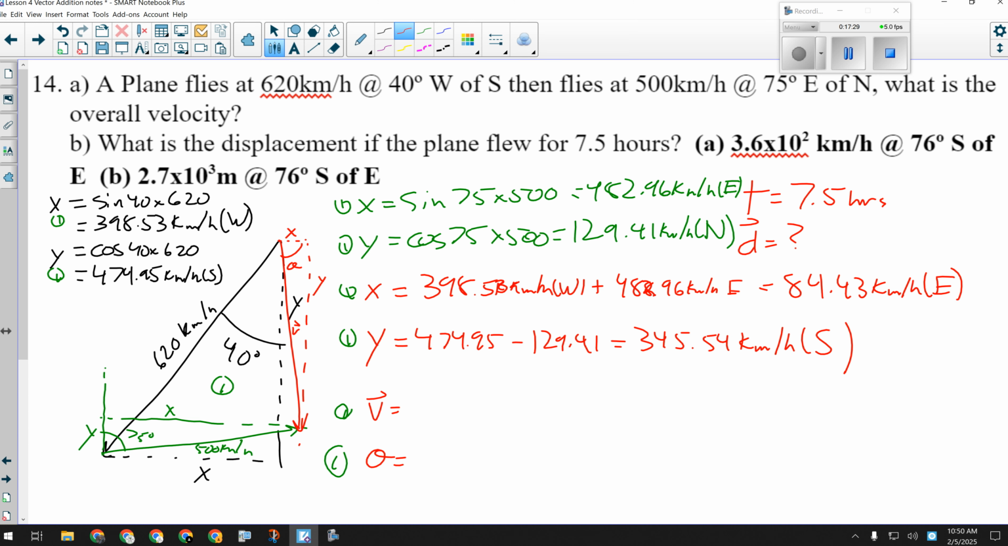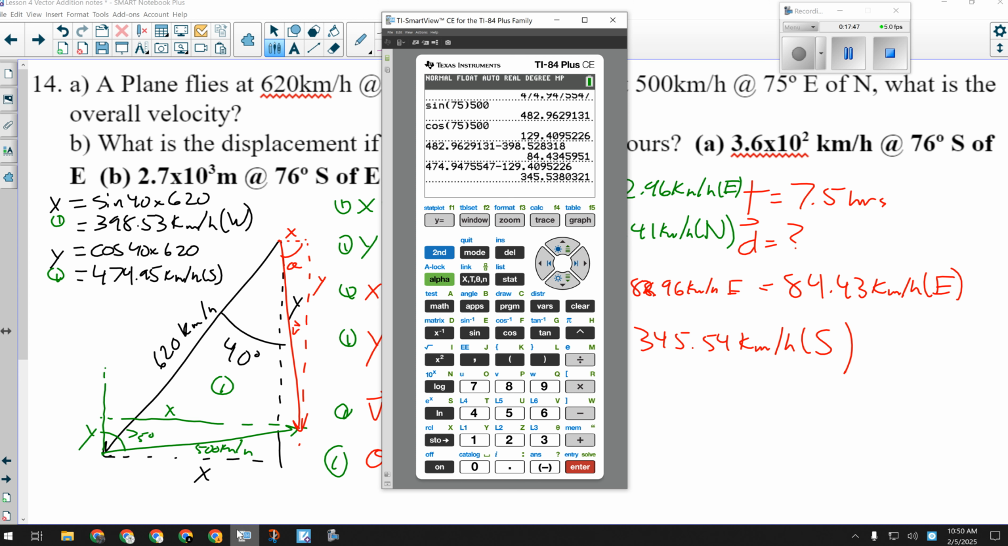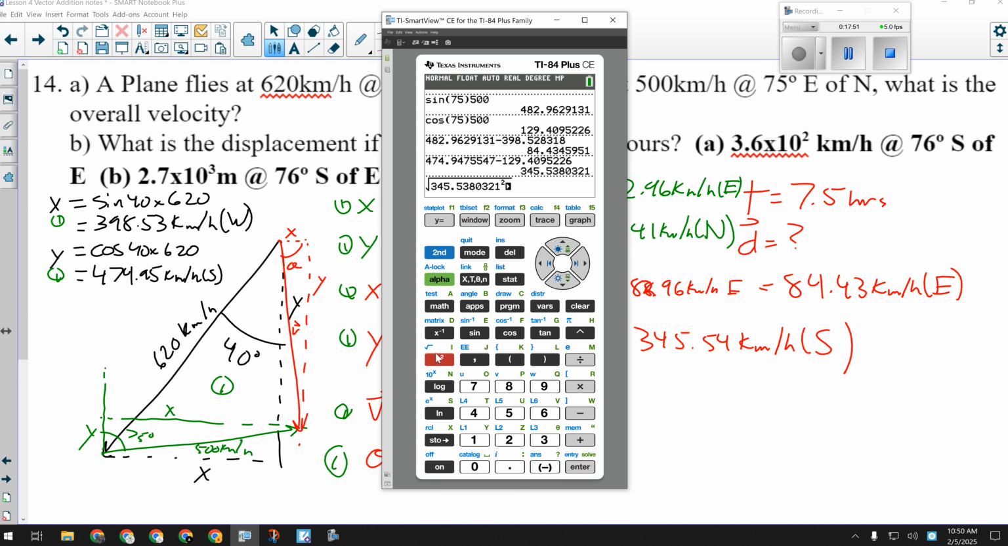Okay, so now that I've got all those, I can find the resultant, which is my average velocity over the whole trip, by simply doing Pythagorean theorem with those two numbers. So the 84 squared plus the 345 squared, with all the decimals, obviously. All right, so we're looking at 355.70 kilometers per hour.